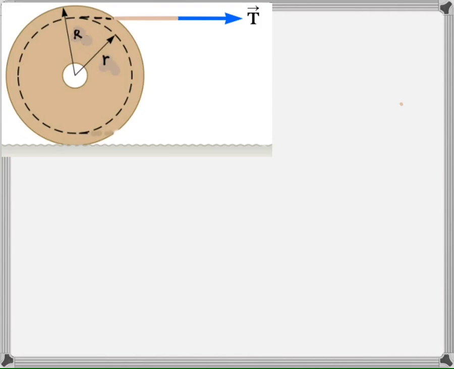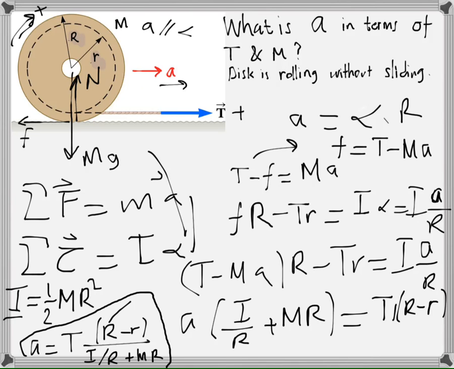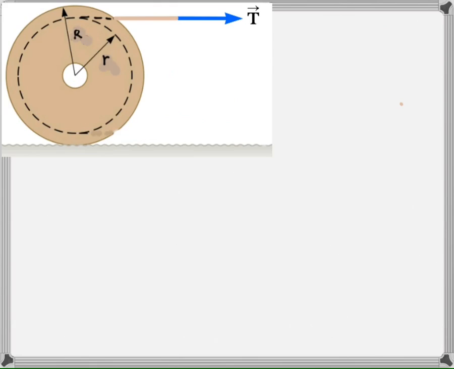Okay. What is the direction of friction in that case? Friction is opposite. Opposite again? Like this? Like this?